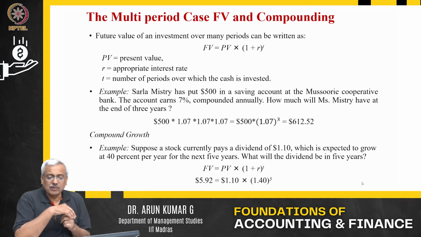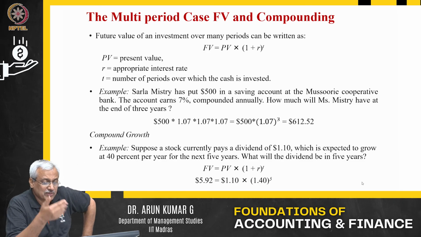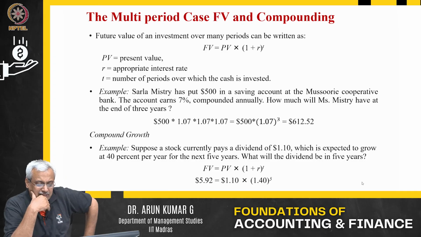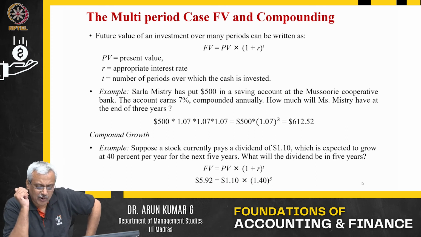We also looked at the multi-period case, future value and compounding. Sarla Mistry put $500 in a savings account in a Missouri Cooperative Bank. The account earns 7% annually. How much will she have at the end of 3 years? We did calculate this.